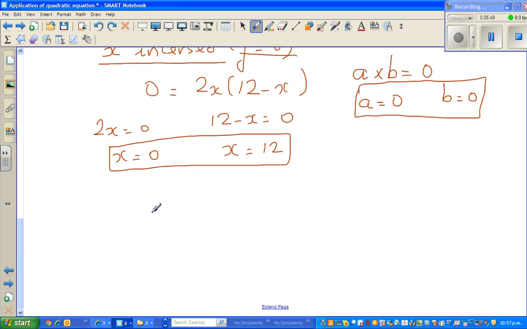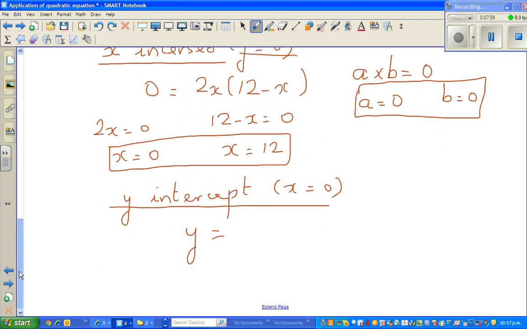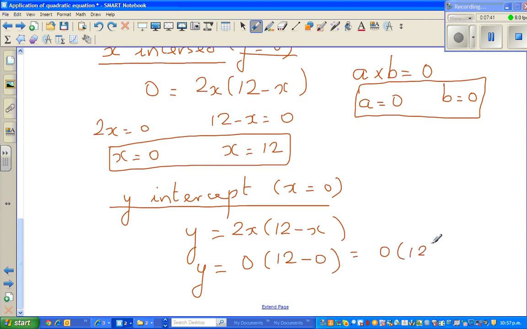So what is the y-intercept? The y-intercept is when x is equal to 0. So let me write the equation again. y is equal to 2x times (12 minus x). I'm going to set x equal to 0. So if x is equal to 0, this is 0 times (12 minus 0), which is 0 times 12, which is 0. So the y-intercept is 0.